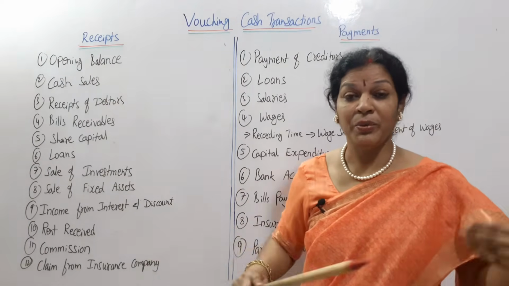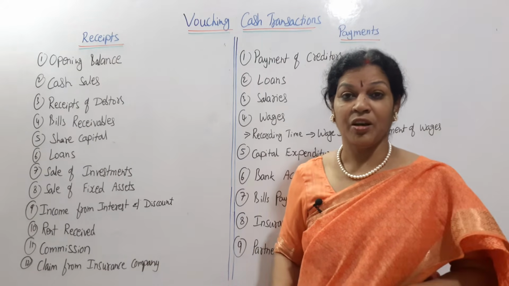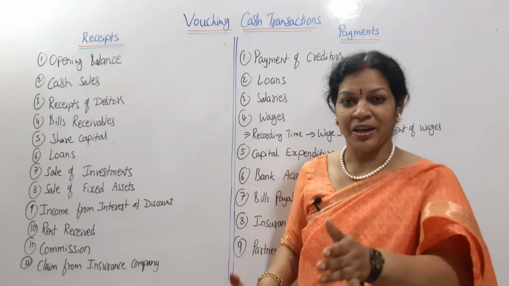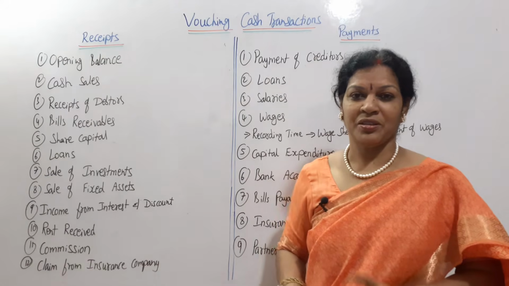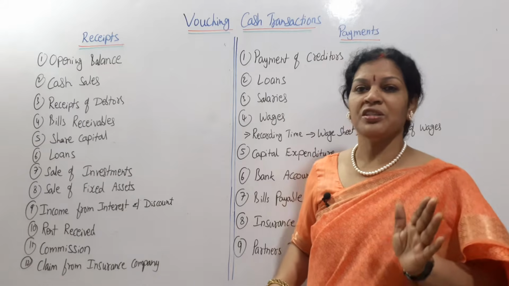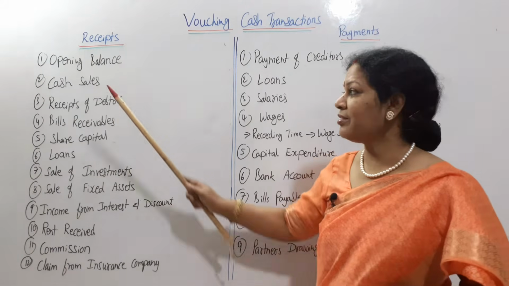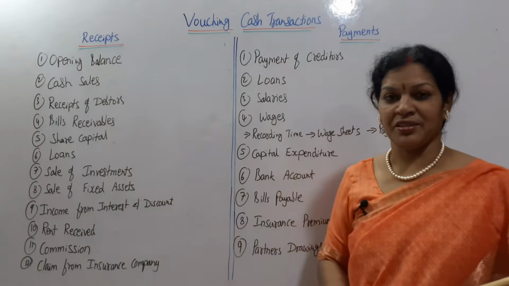Cash sales. How many sales happened? How many sales have taken place? How much did you sell? So that book you have to take out, and you check it with the sales book. That is cash sales. How much sales are there? The receipts are the vouchers, and those vouchers we are going to verify for this cash sales. Okay. Then after that, receipt of debtors.